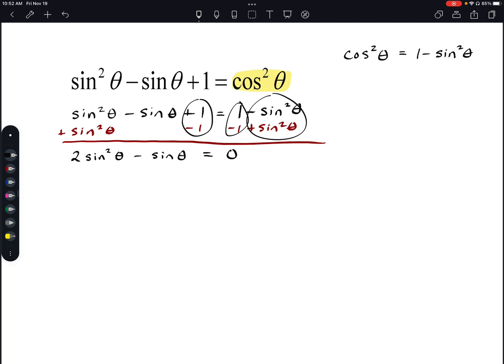And now we can factor out a sine of theta. And we've got 2 times the sine of theta minus 1 left over. And the rest is just algebra, right? So set that equal to 0. Set this one equal to 0. And solve them.